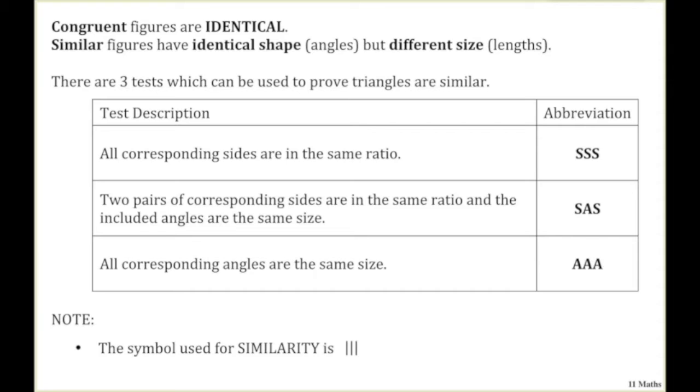So the first test that we're dealing with is side, side, side. It's not the same as congruency. We have to show that the matching or corresponding sides are in the same ratio, and we'll do an example of that in a moment. Side angle side is next, exactly the same as before, except the sides must be in the same ratio. And finally, if you can show that 3 angles match up with each other, we've got similar triangles. And just recall that 3 vertical lines are our symbols for similarity.